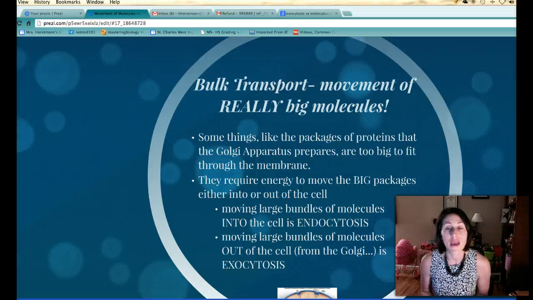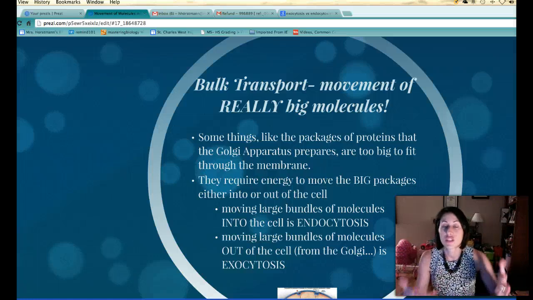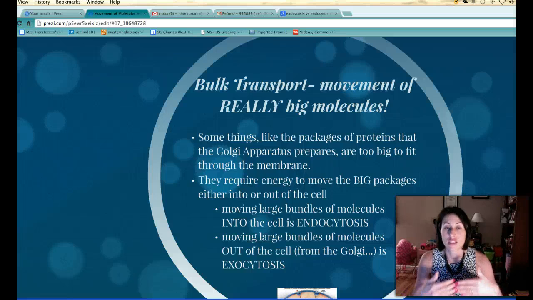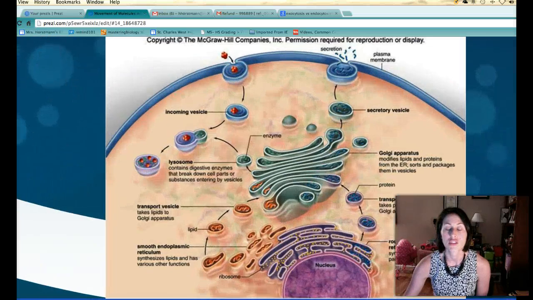So some things, like the packages of proteins that the Golgi apparatus makes, are too big to fit through the membrane by themselves. So what's going to happen is the membrane's actually going to have to form or fuse with vesicles to be able to push those really big packages across the membrane, okay? And because they're so big, it's going to use lots of energy to move those into or outside of the cell. So when we're moving large bundles of molecules into the cell, it's called endocytosis, endo meaning into, and moving large bundles of molecules out of the cell, for instance, from the Golgi apparatus, is called exocytosis. Exo, exit, moving out.